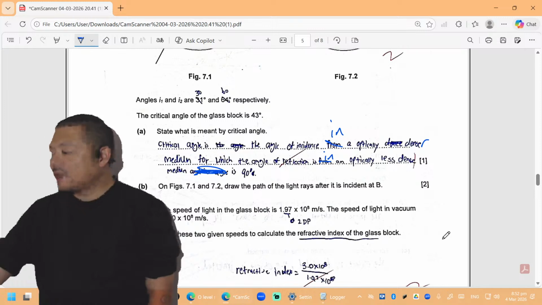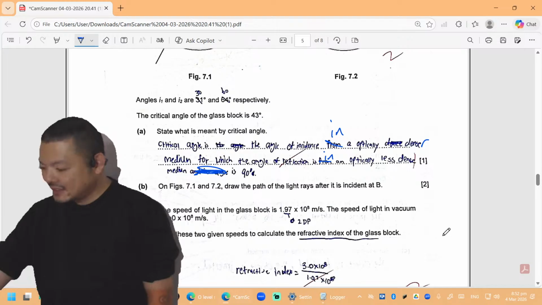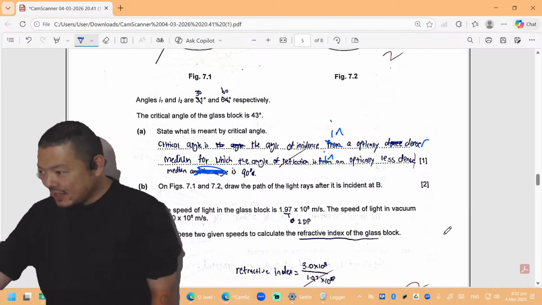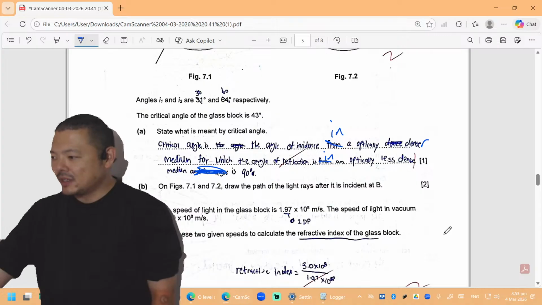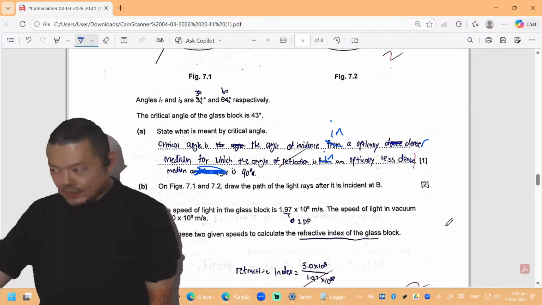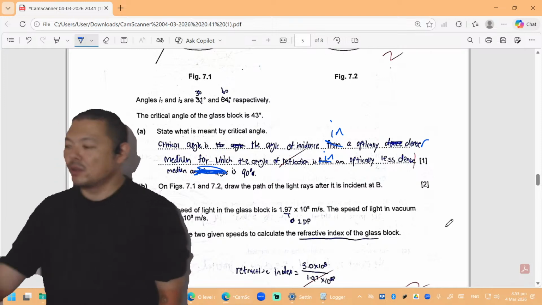Is that not good enough? You need to compare the optically denser and optically less dense. But you didn't specify that 90 degrees is in the optically less dense medium. Basically, your phrasing is not clear, so they don't give you the mark. That's it, end of story. So you understand what is at stake here? You go to the O-level exam this year, it's going to be like that. Your marks are at stake based on how precise your answers are.